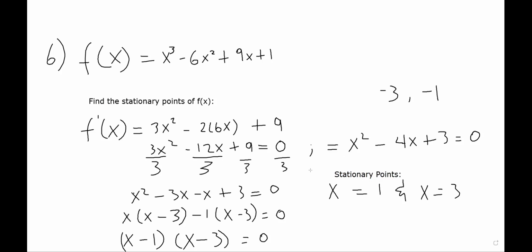Can just circle a little bit. All right. These are our stationary points. Our stationary points are x is equal to 1 and x is equal to 3, right?